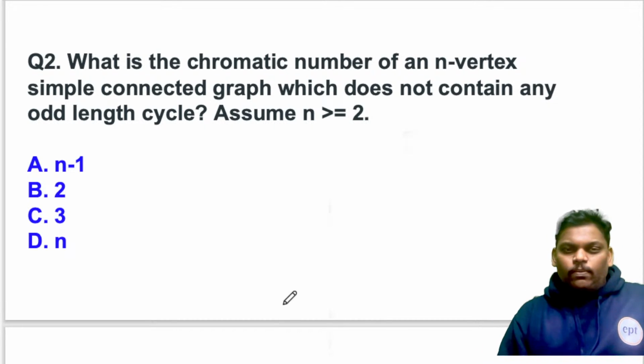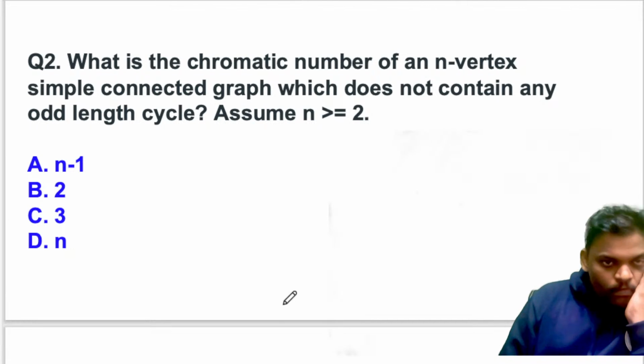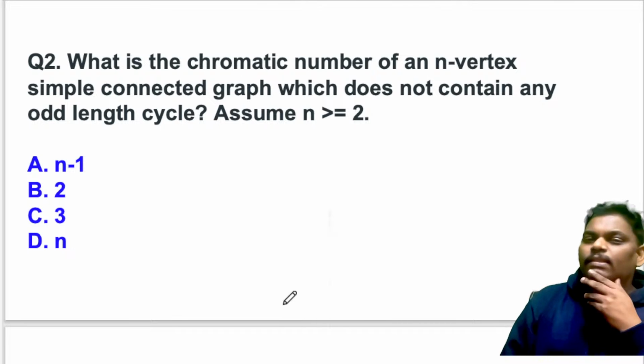Problem number 2. Any doubt there? Please let me know. What is the chromatic number of an n-vertex simple connected graph which does not contain any odd length cycle?